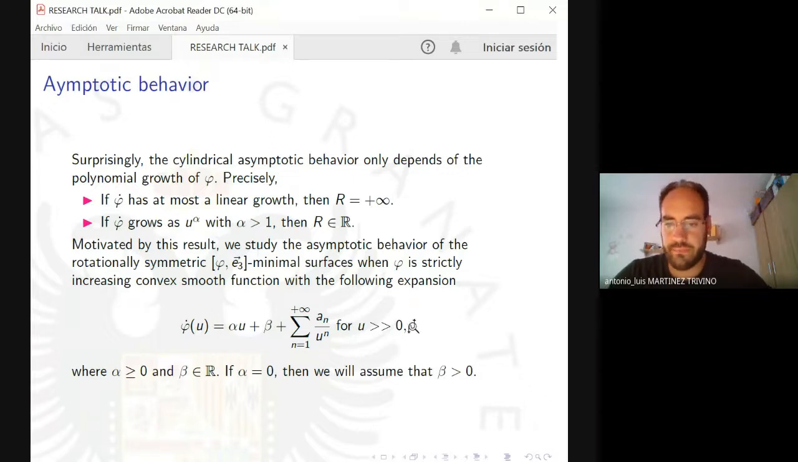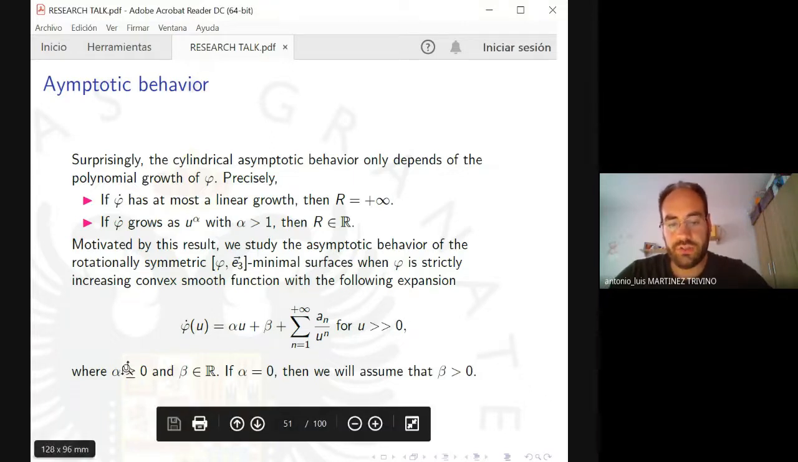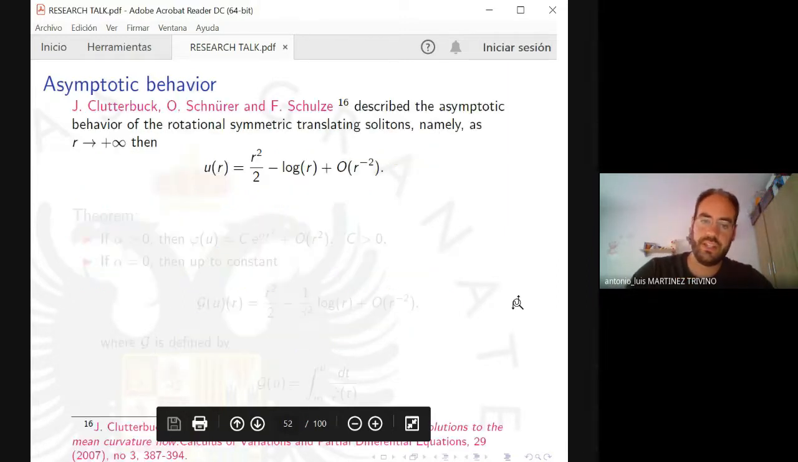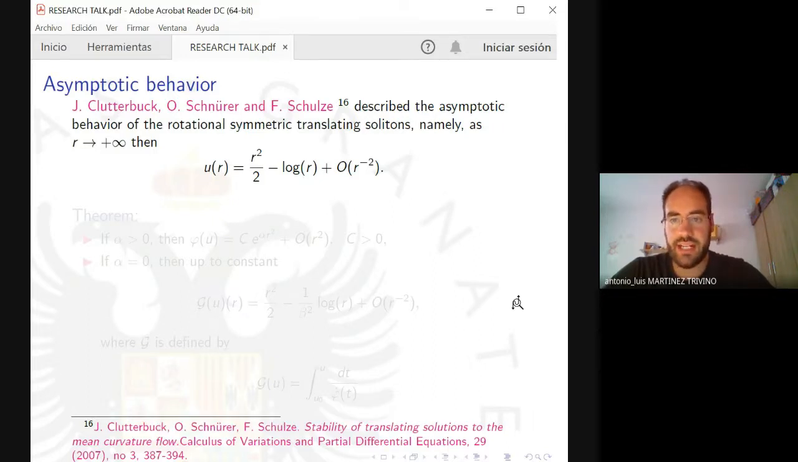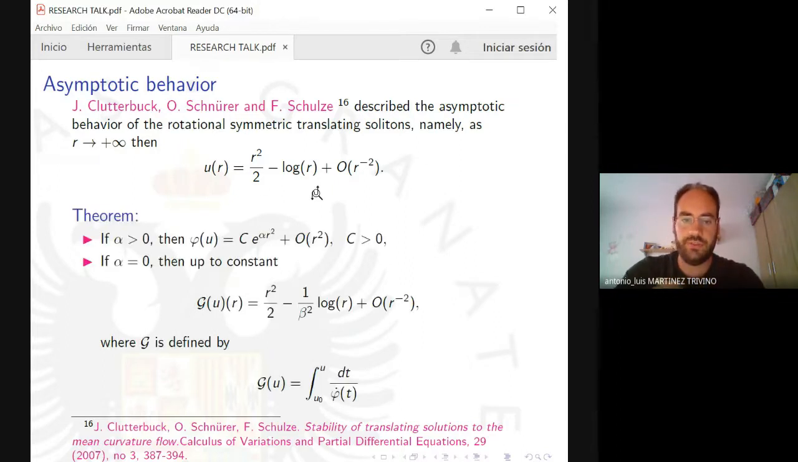expansion at infinity. In this case, alpha is non-negative, and beta is positive when alpha is equal to 0. Okay? For the particular case of translating solitons, Clutterbuck, Schnürer, and Schulze describe the asymptotic behavior of rotationally symmetric translating solitons. Namely, when the radius tends to infinity, the translating soliton has the following asymptotic behavior. In our case, we obtain the following result.